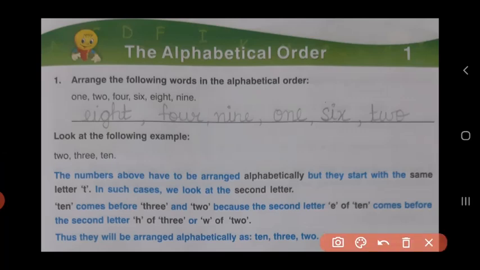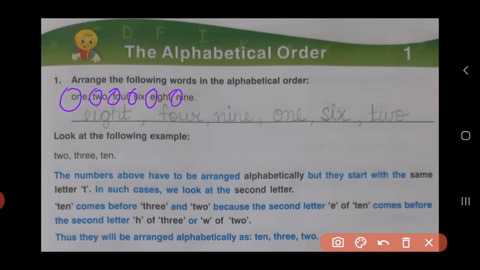तो पहले हम फर्स्ट लेटर्स को सर्कल करेंगे. 1 का फर्स्ट लेटर है O. 2 का T. 4 का F. 6 S. 8 E or 9 N.